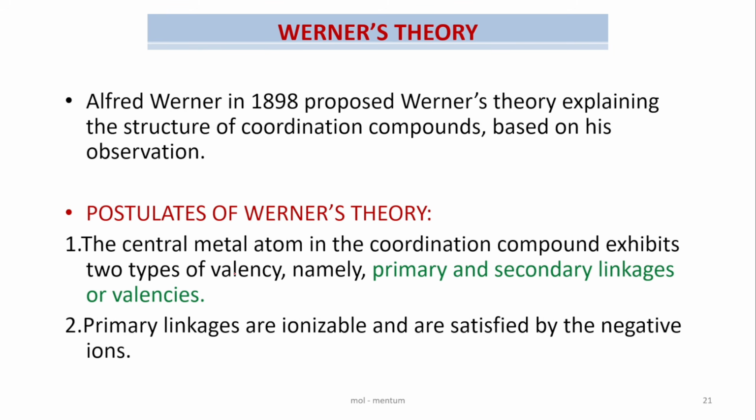But now Werner is saying that coordination compounds have two types of valency. First, primary, and the second one is secondary. These are either linkages or valencies. Second point, primary linkages are ionizable. Ionizable means they dissociate when dissolved in water, and these primary valencies are satisfied by negative ions. So these were the two important points regarding primary valency: they are ionizable and they are satisfied by negative ions.